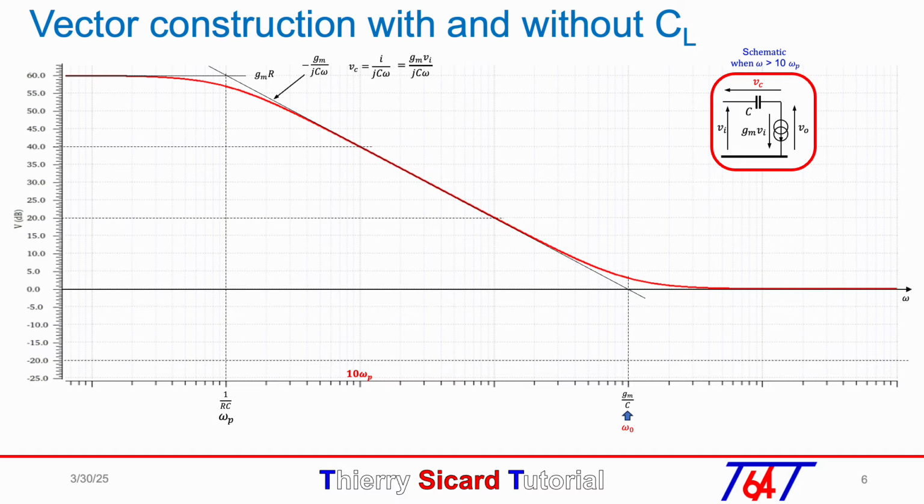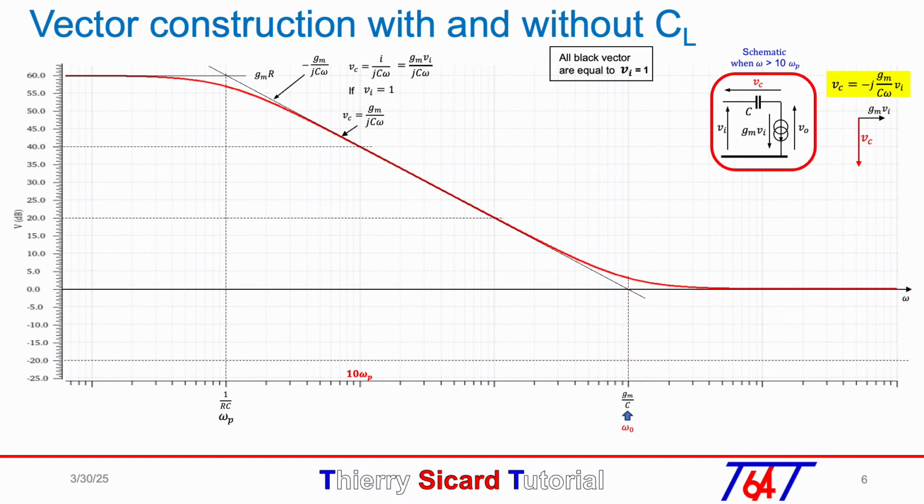Since Vin equals 1, the asymptote of minus 20 dB per decade represents the amplitude of the vector Vc, and the latter is directed towards the negative imaginary axis. We will plot the vector construction for some typical angular frequencies. For all those vector constructions, the black vector amplitude is always equal to 1 and output vectors are in green.